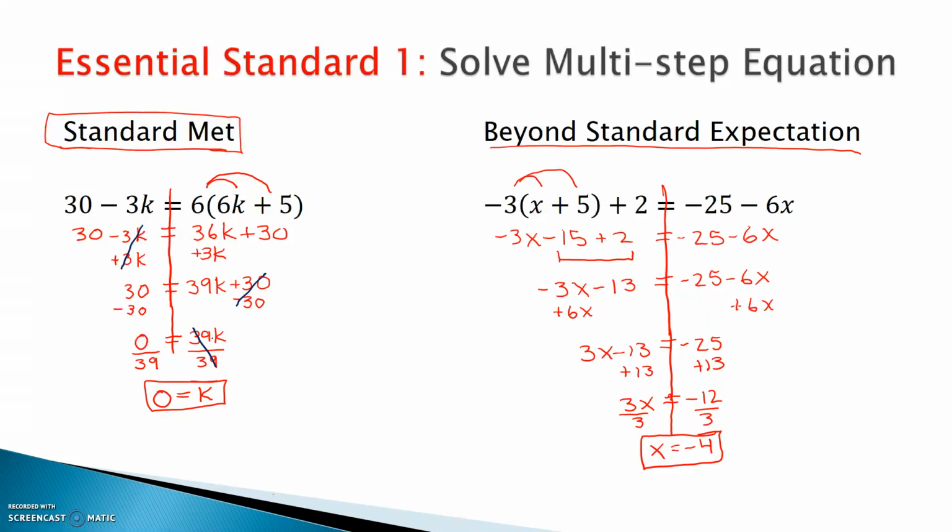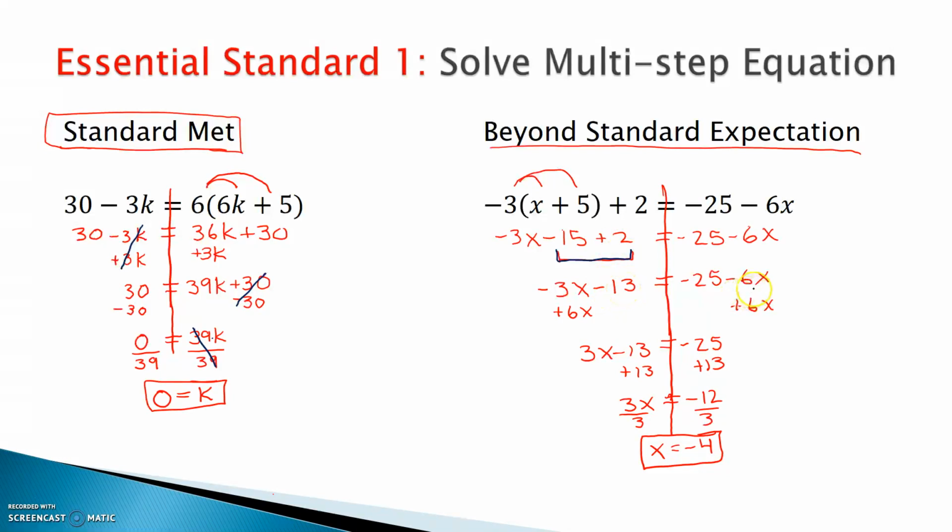All right, let's move on to the beyond standard expectation. Same thing, starts off with distribution, okay? Negative 3x, and then negative 3 times 5 is negative 15. Now what I did here was I combined like terms. Negative 15 plus 2 gave me negative 13.